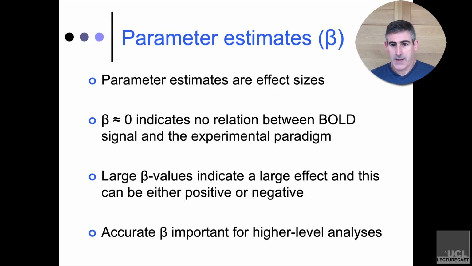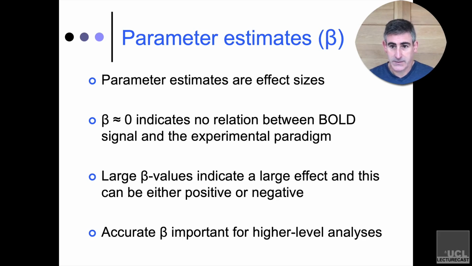So the parameters are exactly what we're estimating in the general linear model. We have the data, we have our model, we then estimate the parameters. These are the beta values, right? And once we have the beta values, we can calculate the residual parameter, the epsilon, as well. The beta values, these parameters, are effect sizes, right?